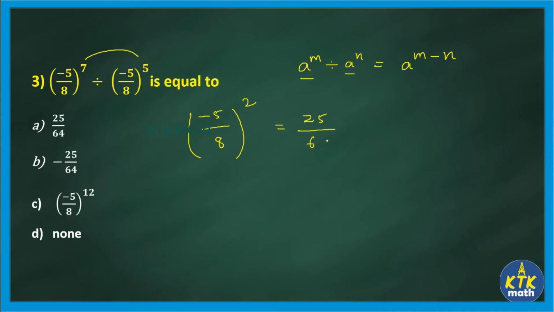Now you may ask me where that negative symbol has gone. Very simple. When we are squaring a negative number, the answer is going to be a positive number, because minus 5 square is minus 5 into minus 5. So minus into minus is plus, and you will get simply 25. Whenever you are squaring a negative number, the answer is going to be positive. Therefore, your third question answer is again option A, 25 by 64.